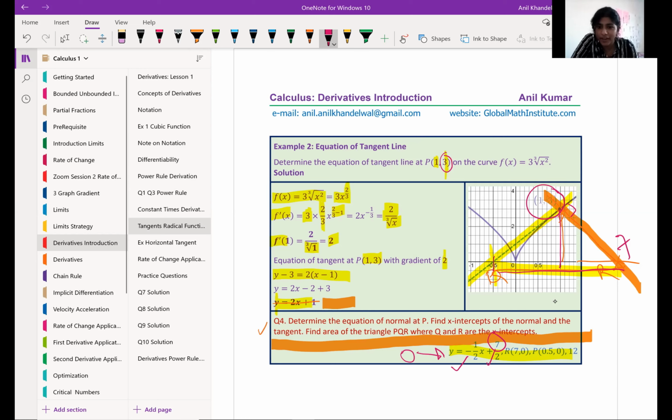Wait, 7.5 times 3 is 22.5. Then times 0.5. The answer may not be correct. We may have to recheck this calculation. I got 11.25. I did some rounding here. So whatever you're getting is correct.